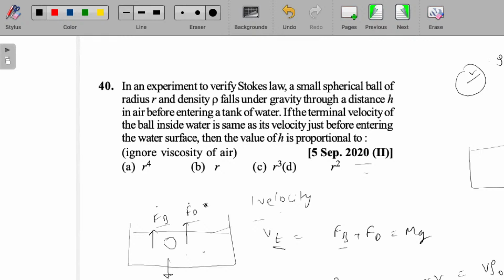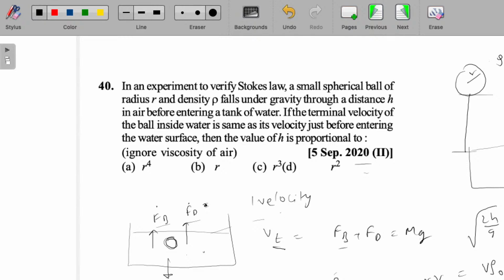So the value v is equal to V g, take this to the other side, rho of the object minus rho of the liquid divided by 6 pi eta r. That's your v, which is the terminal velocity of this object. So equate this value to vt, and this vt is equal to the velocity of this object as it has fallen down a height h. We know that an object which is dropped and falls a height h has speed v equal to root over 2gh. So equate that: root over 2gh is equal to V g, rho minus rho L, by 6 pi eta r.